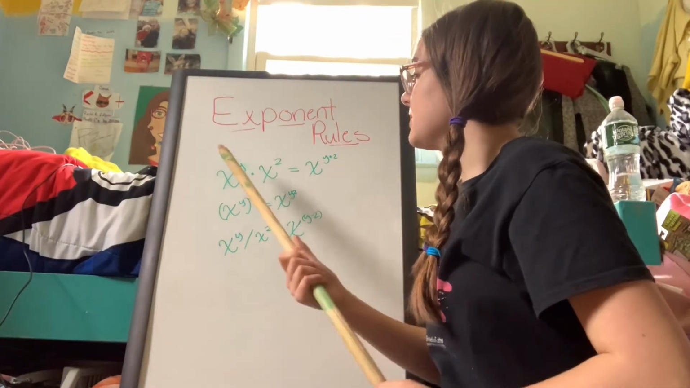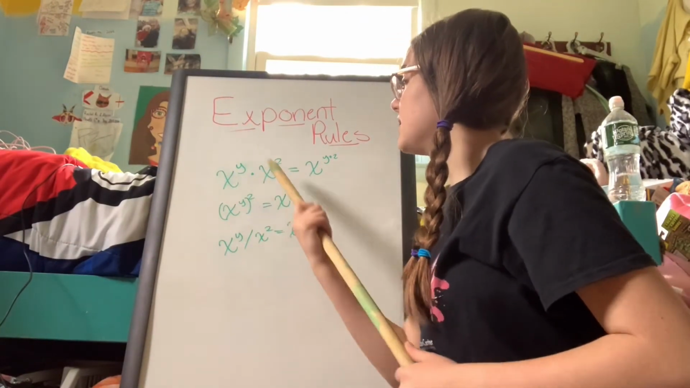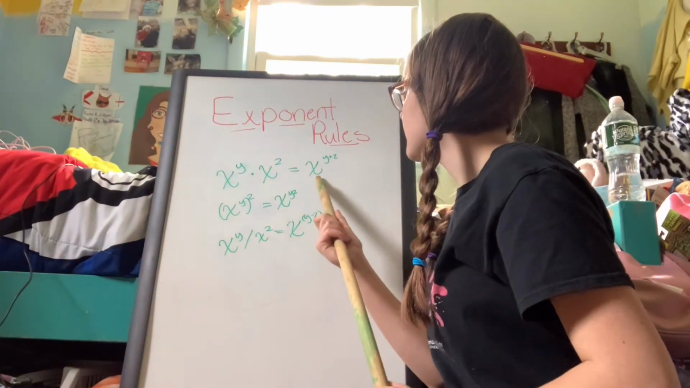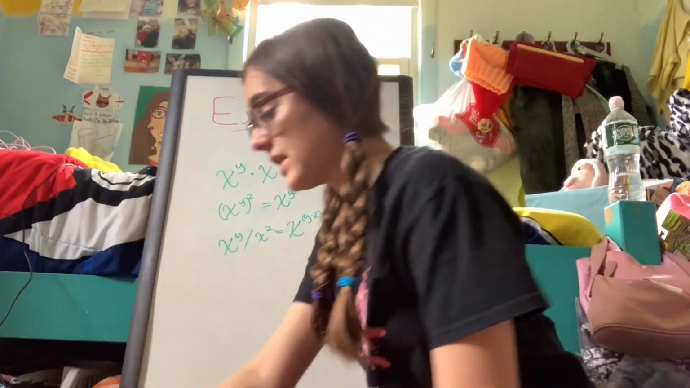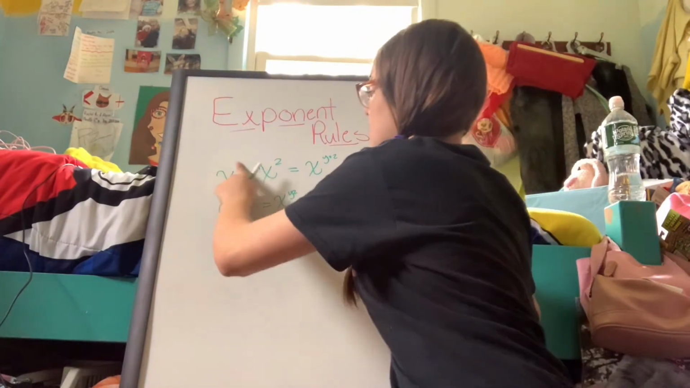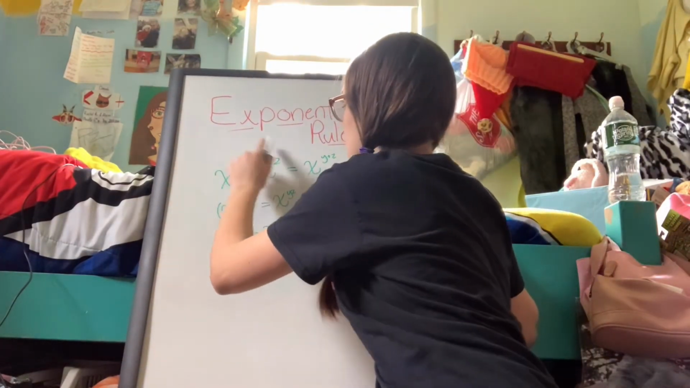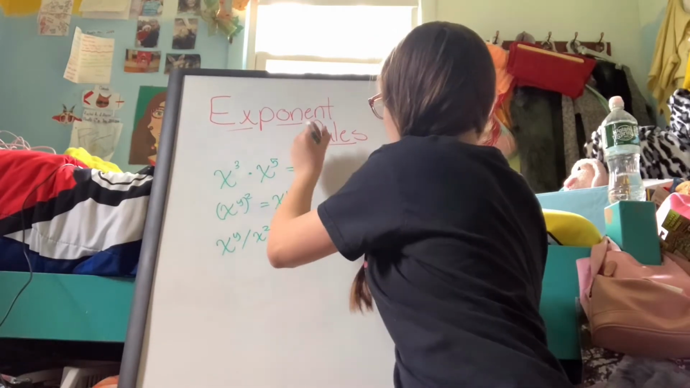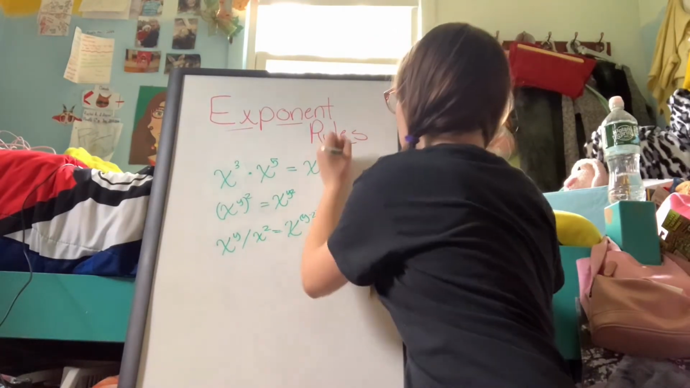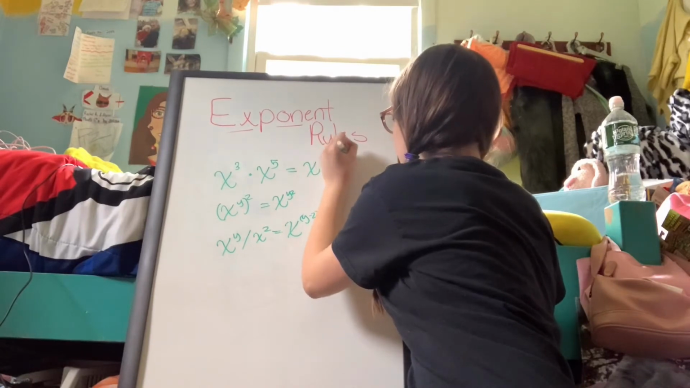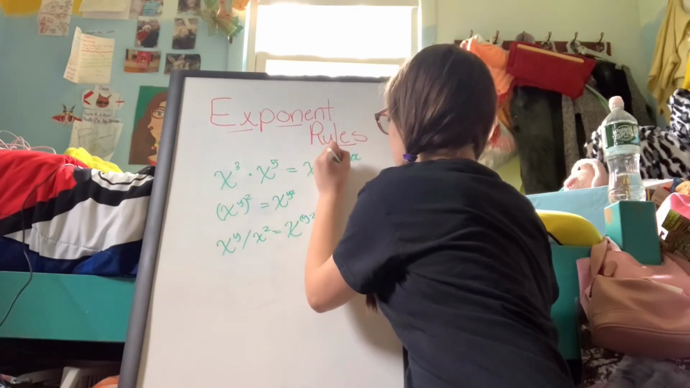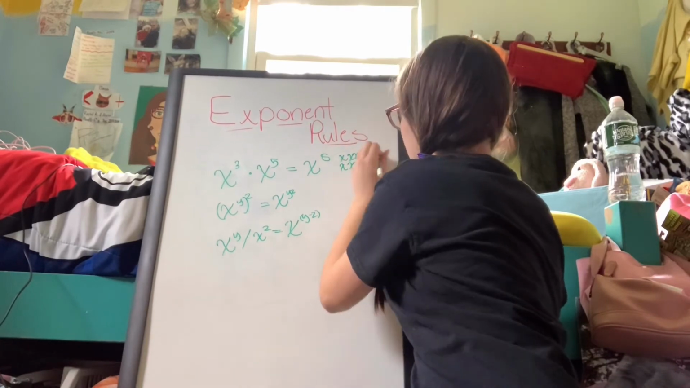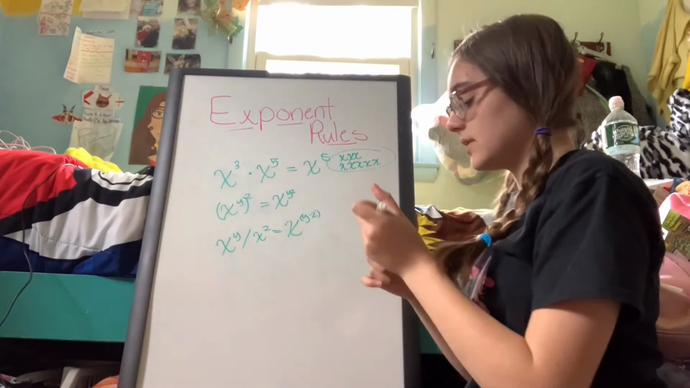So, the multiplication rule is x to the y times x to the z, where x is the same number, is x to the y plus z. For example, if you took x cubed times x to the 5th, it would be x to the 8th. Because you have 3 x's, and then you add 5 x's, now you have 8 x's.